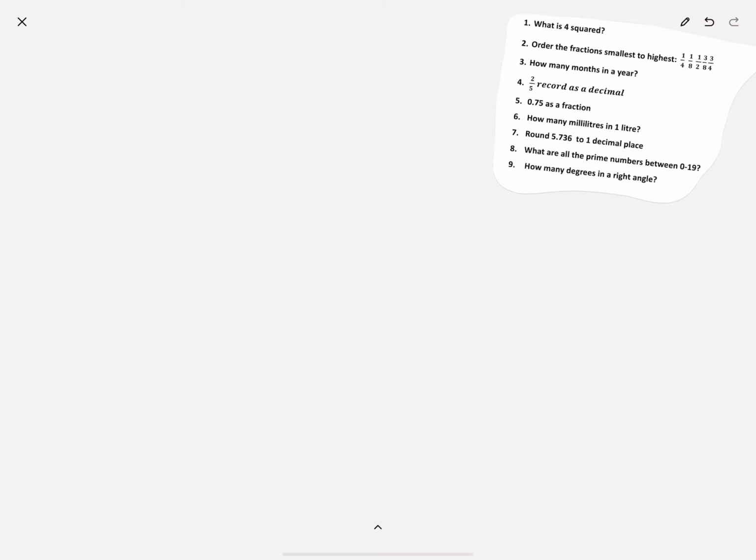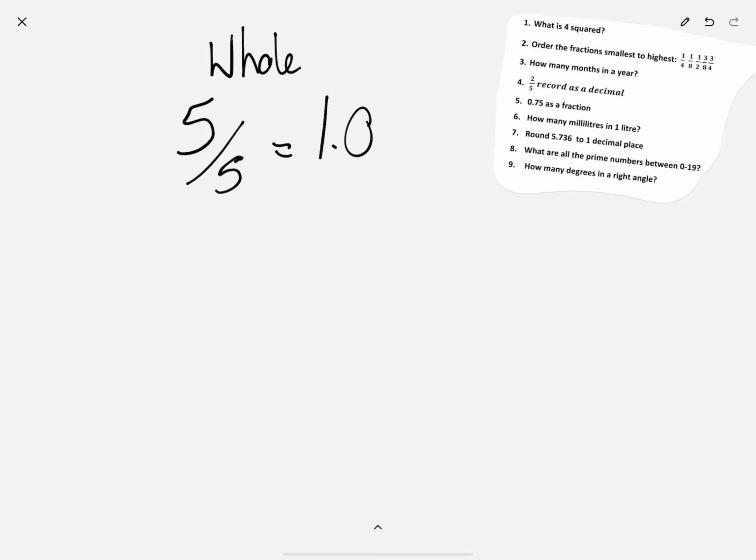Record 2/5 as a decimal. Right. So 5/5 will be 1. Okay, 1.0. To make it clearer for you, if you're converting between decimals. 5/5 is your whole, so it equals 1. So you need to find what goes into 1 5 times, or 100 5 times, because 1 is 100 times less than 100. Okay, so you're using known facts here. Now I know 20 times 5 is 100.